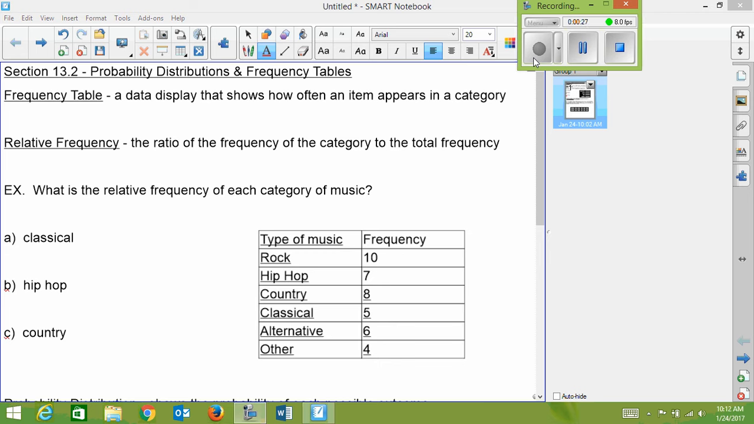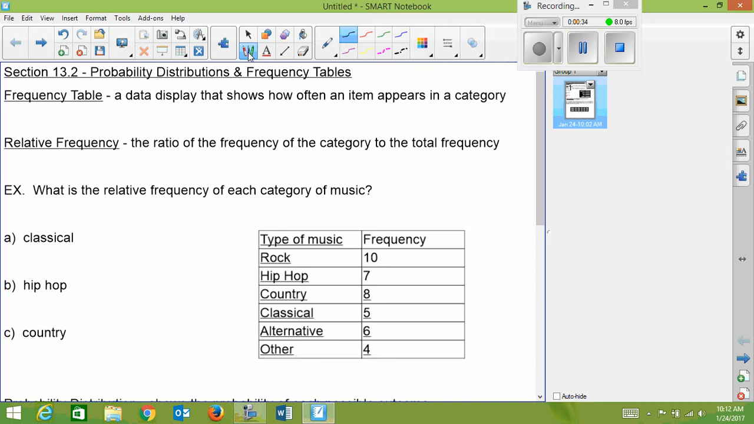My example is, what is the relative frequency of each category of music? And I have a table in here to use for our data. The first thing I need to do is add all these up. The frequency of all of them looks like 40. So how many times did classical happen out of that 40? Looks like 5 out of 40.